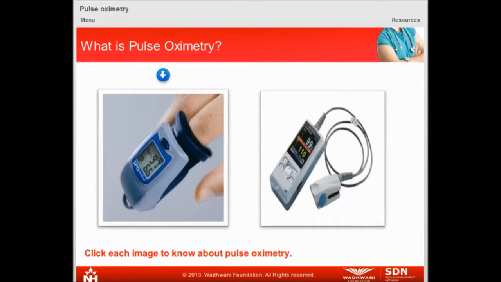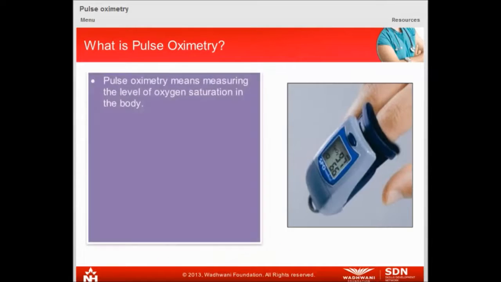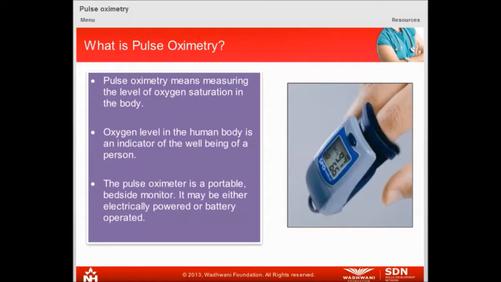What is pulse oximetry? Click each image to know about pulse oximetry. Pulse oximetry means measuring the level of oxygen saturation in the body. The oxygen level in the human body is an indicator of the well-being of a person. The pulse oximeter is a portable bedside monitor. It is either electrically powered or battery operated.